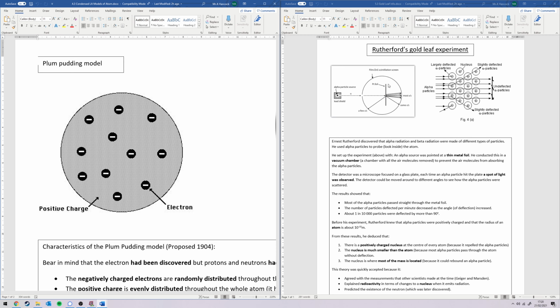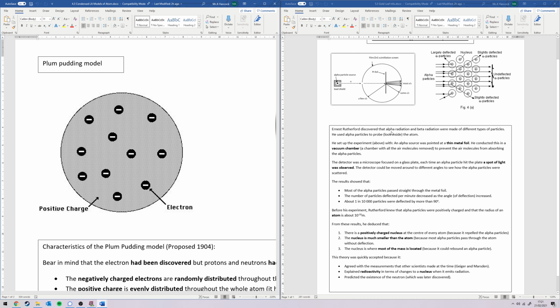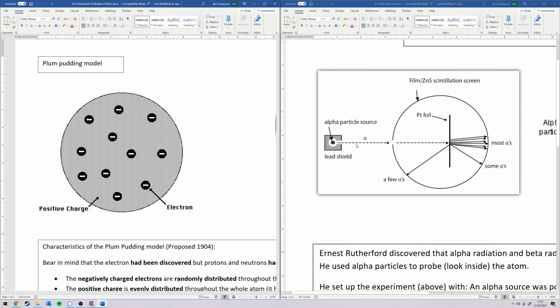And what was supposed to happen is if it was just a soup of positive charge, all of the alpha particles would pass straight through and not even really change direction. Okay, because that thin soup, the alpha particles would just cut straight through it. What actually happened was about 1 in 8,000, I believe. Sorry, 1 in 10,000 particles were deflected by more than 90 degrees. So essentially the alpha particle went along, so I'm going to zoom in a little bit. The alpha particle went into this vacuum chamber here, and it bounced back off the foil and was detected over here somewhere.